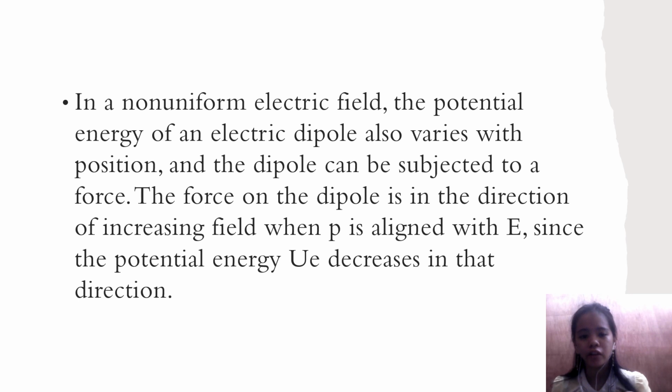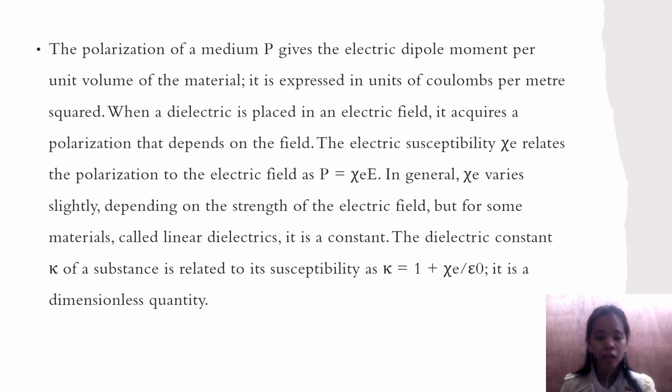So, in a non-uniform electric field, the potential energy of an electric dipole also varies with position. The dipole is then subjected to a force, and the force on a dipole is in the direction of increasing field when P is aligned with E, since the potential energy U decreases in that direction. The polarization of a medium P gives the electric dipole moment per unit volume of the material. It is expressed in units of coulomb per meter squared.